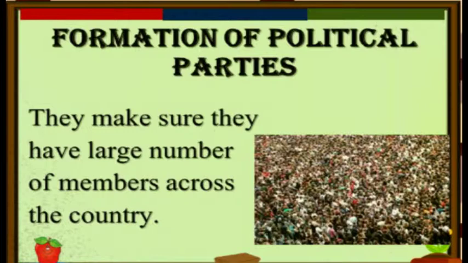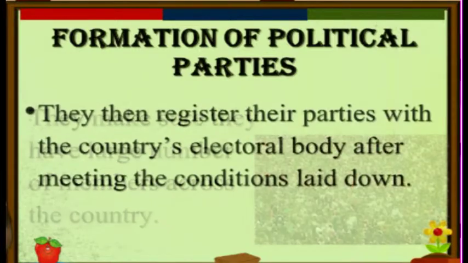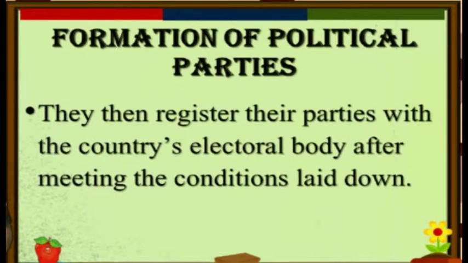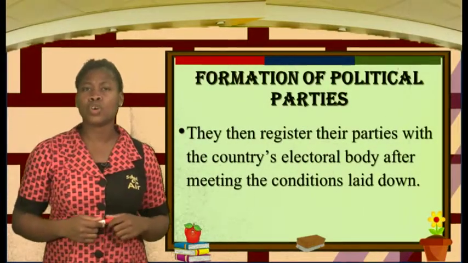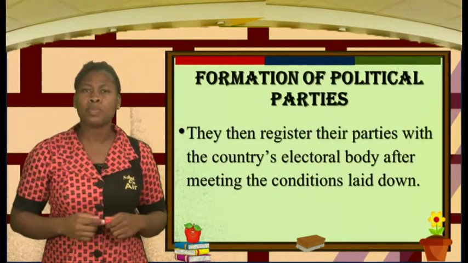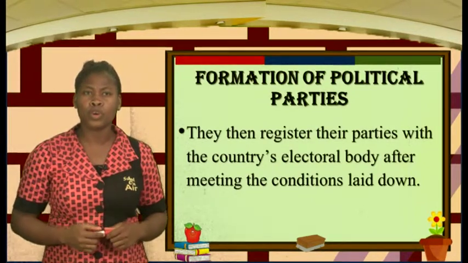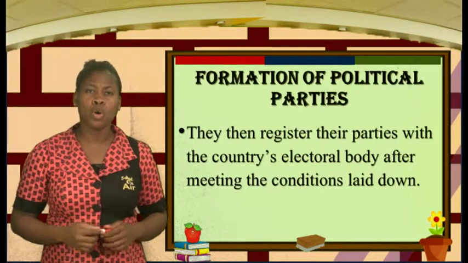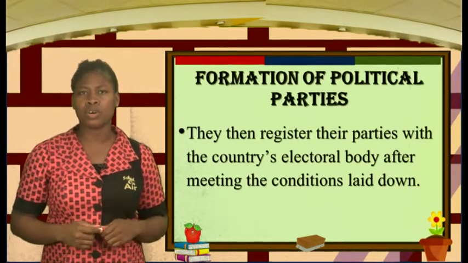Now, another important way political party is formed is by registering with the electoral body of the country. They register their parties with the country's electoral body after meeting the conditions laid down. The electoral body has certain conditions that each political party has to follow before it can be called a political party in the country.